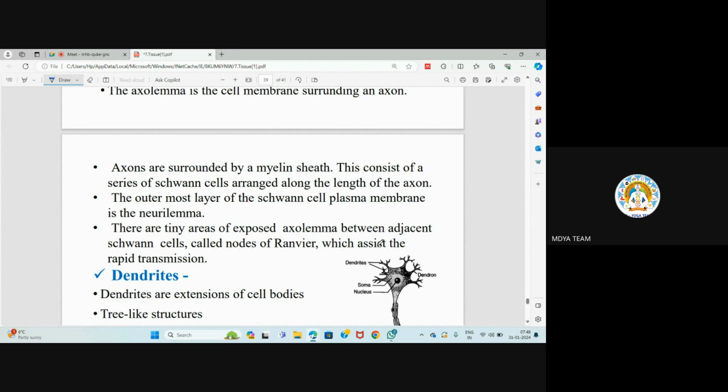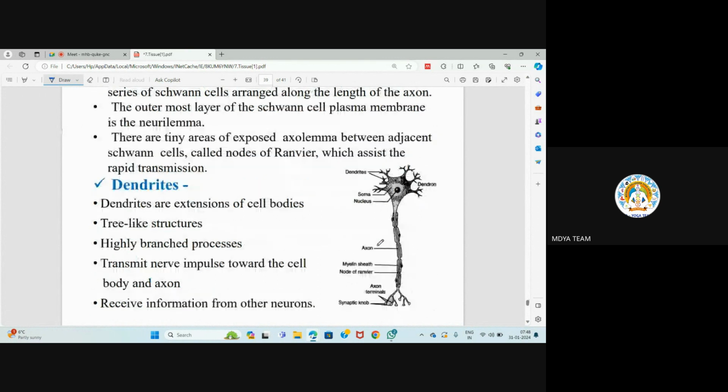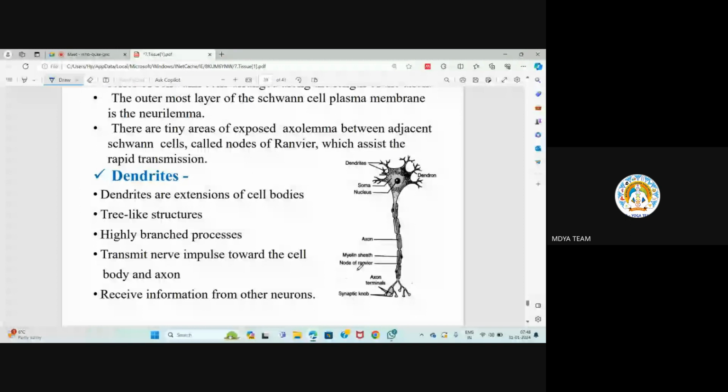There are tiny areas of exposed axolemma between adjacent Schwann cells called nodes of Ranvier, which assist rapid transmission. Okay, so we have already discussed the node of Ranvier. It is present in between two myelin sheaths, the gap in between two myelin sheaths. This even makes the transmission rapid, meaning faster.